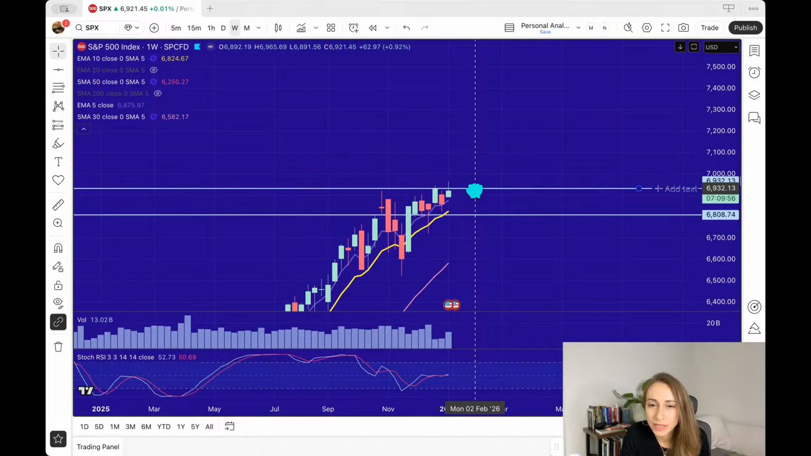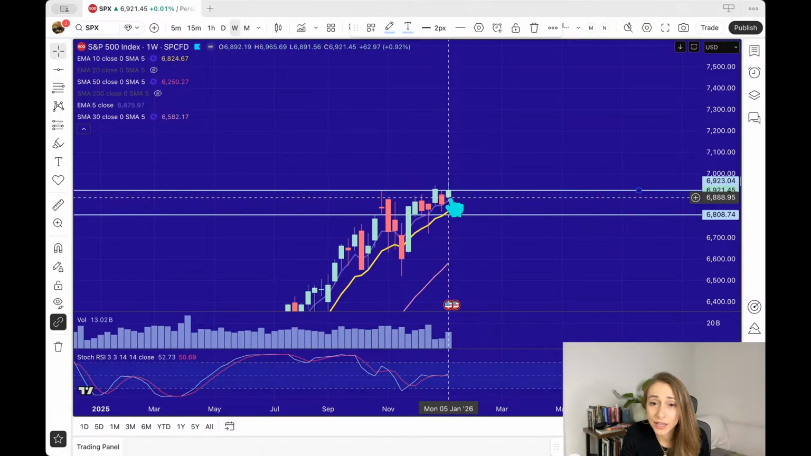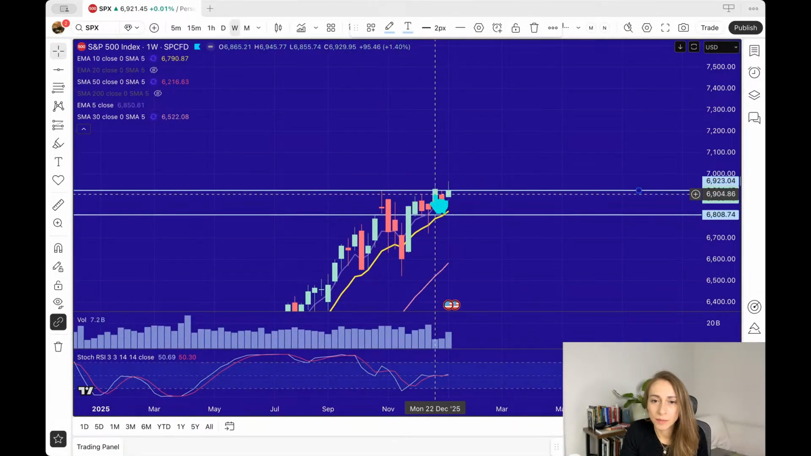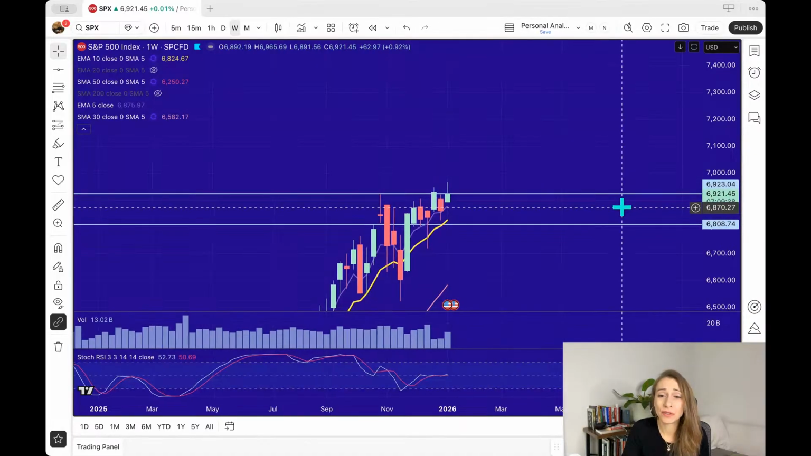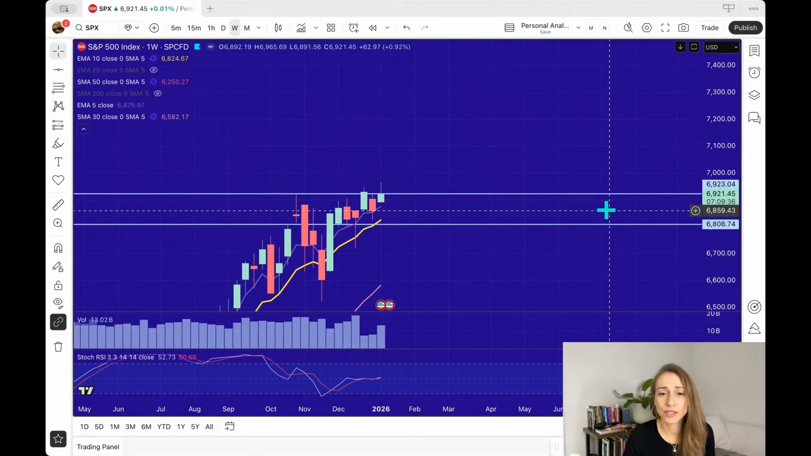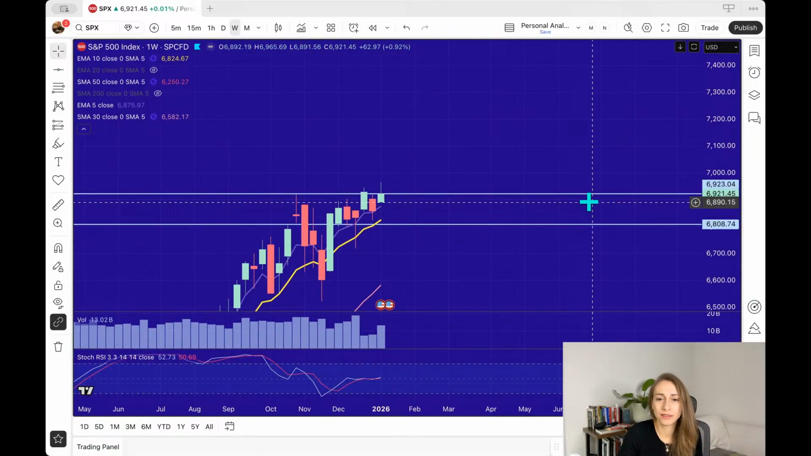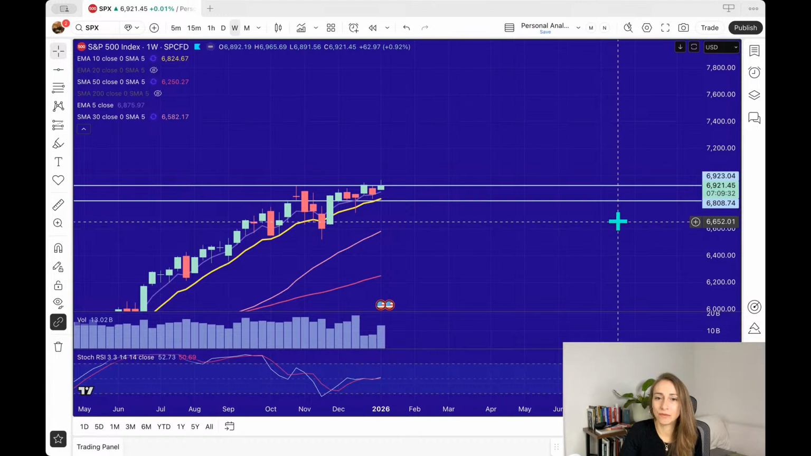So as you can see, where we closed yesterday was right at that rejection level from October. But the week before we had closed just right above it. So we don't need to get too nitpicky. If you're trading smaller time frames, the weekly is just going to give you a high level review.